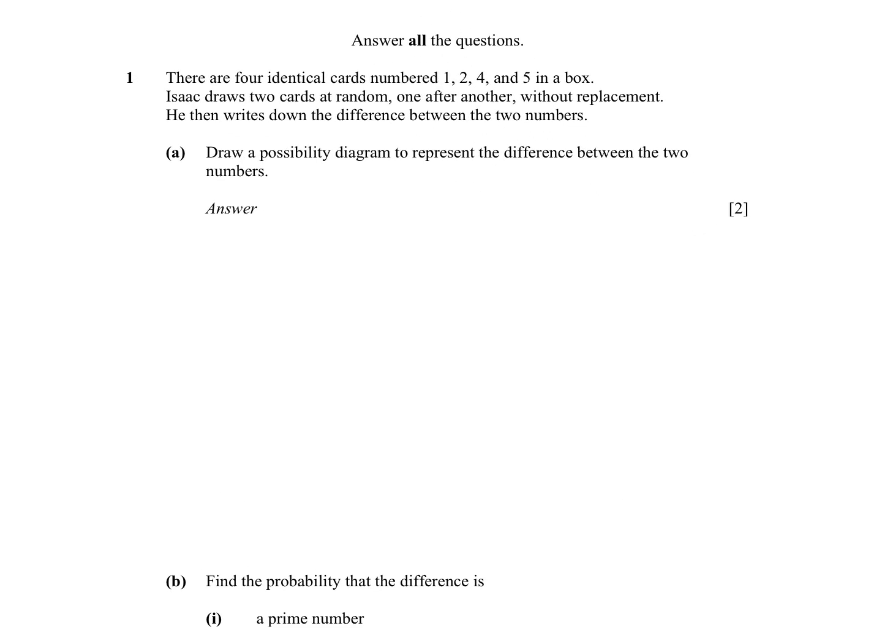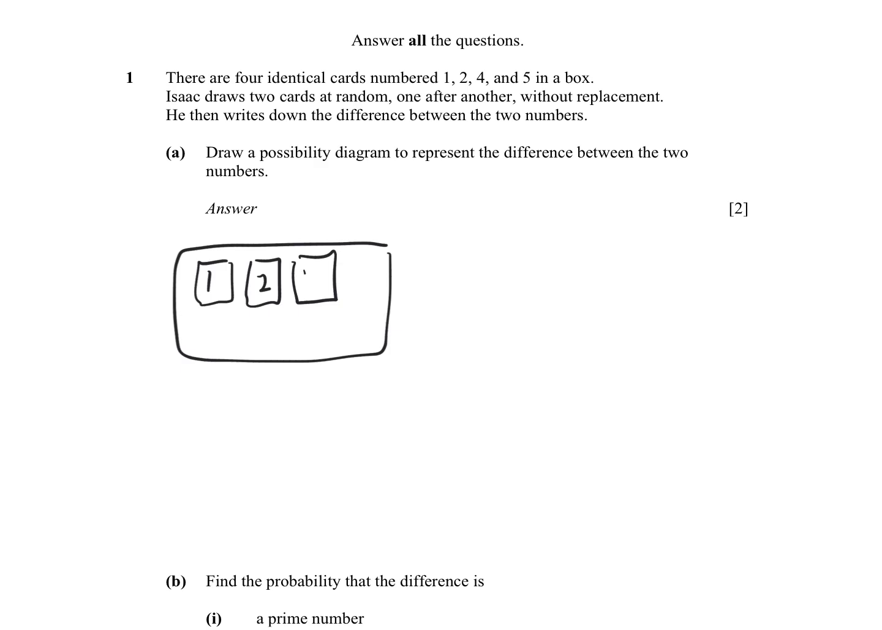Okay, it says here I have 4 identical cards, numbered 1, 2, 4, 5 in a box. So 1, 2, 4, 5. He draws 2 cards at random, one after the other. He then writes down the difference between the 2 cards. So it's a without replacement problem.